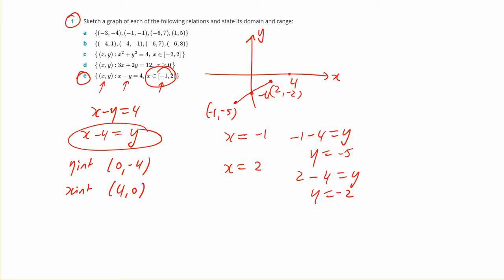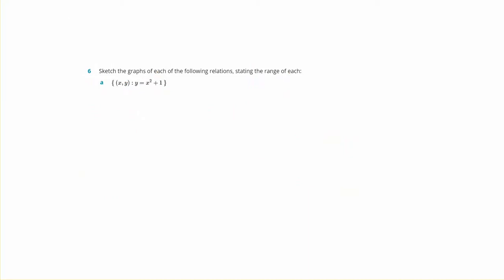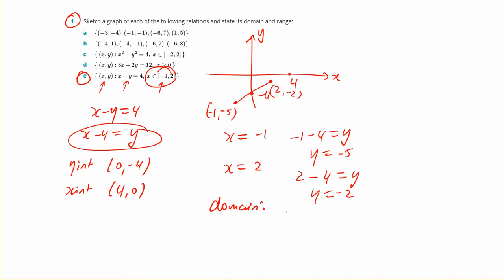Now I can find my domain and range. The domain is actually given to us because the original question tells us what our domain is. So the domain is -1 to 2, and you can see clearly that's the case. We're going from -1 for the x to 2 for the x. The range is the lowest value and the highest value for the y. My lowest value is -5, my highest value is -2. So my range is from -5 to -2. You always go from the lowest to the highest, for domain and range.